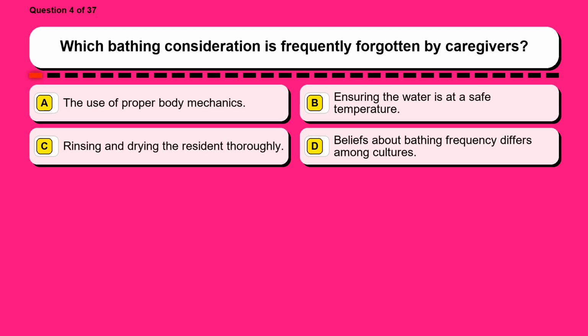Question 4. Which bathing consideration is frequently forgotten by caregivers? Option A. The use of proper body mechanics. Option B. Ensuring the water is at a safe temperature. Option C. Rinsing and drying the resident thoroughly. Option D. Beliefs about bathing frequency differ among cultures.